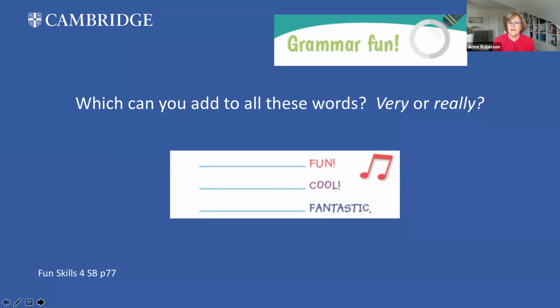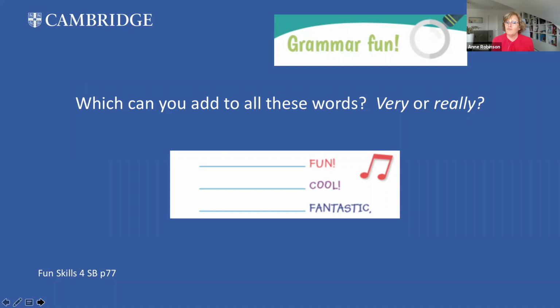So can we say it's very fun, it's really fun, it's very cool, it's really cool, and can we say it's very fantastic or it's really fantastic? No, Edward, we can't, can we? Yes, Marina. So the only word between very and really that can go in front of what we call a non-gradable, an extreme adjective, because you can't be a bit fantastic. You can't be very fantastic.